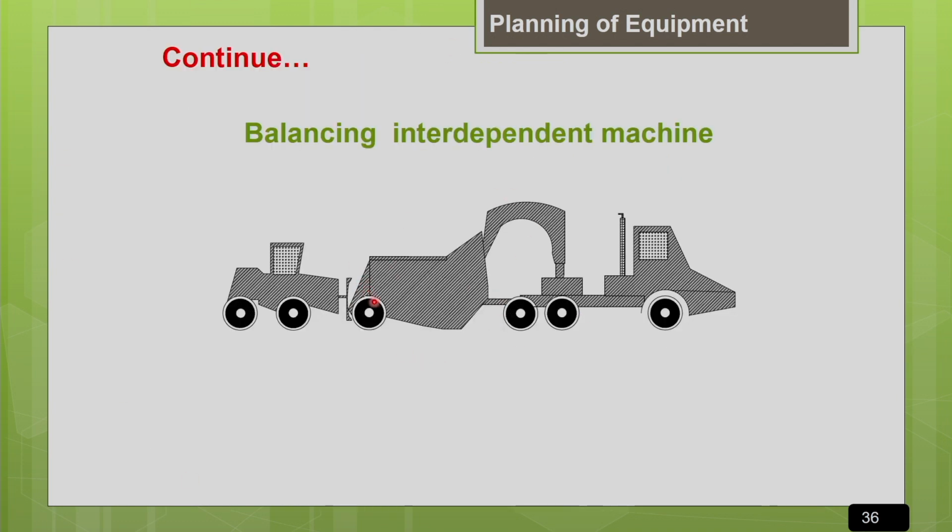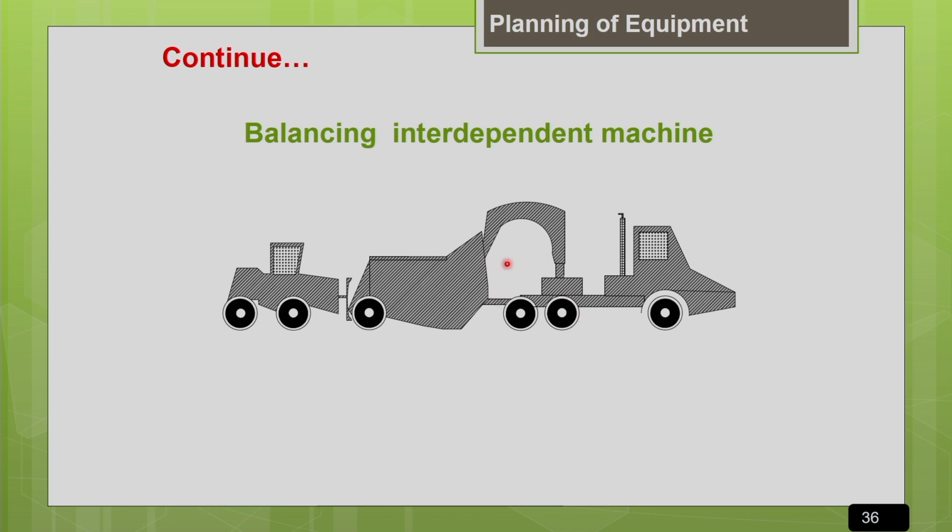So this is also another example of how interdependent machines are involved in the project site. This is just a schematic picture showing a bulldozer pushing a scraper. The scraper is at the leading end and the bulldozer is at the rear end. This scraper is also an earth moving machine, as known to everyone. It has a bowl with a cutting edge at the bottom, so it can cut the earth and fill the bowl.